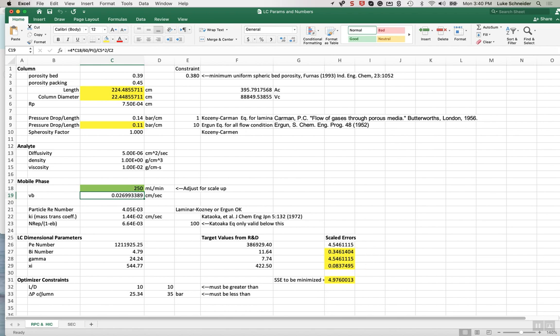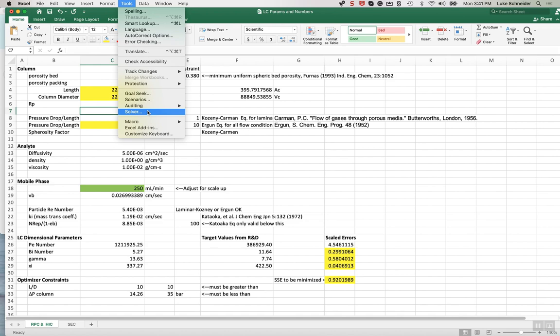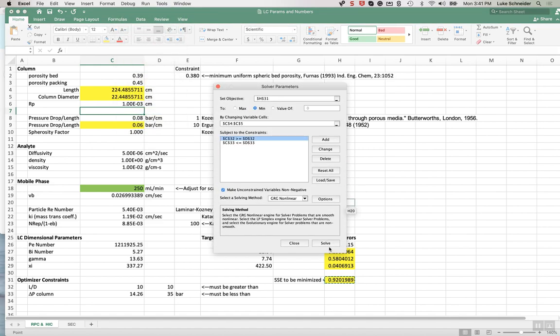I haven't changed any of the packing material. I can go in and do that, and I can still try to match these numbers. So let's say I wanted to go to a 1 millimeter packing. So I'm going to change the particle size from 0.75 to 1, so that would be 1e minus 3 centimeters. That will lower my pressure drop tremendously. And I'll run the solver again.